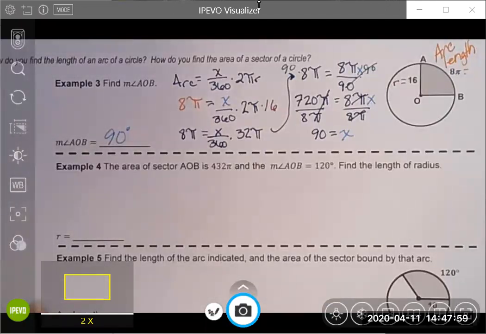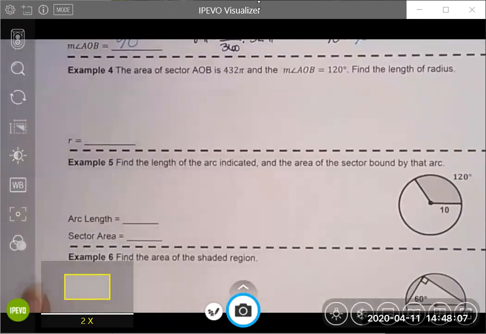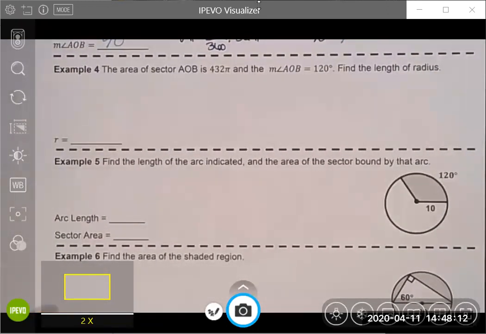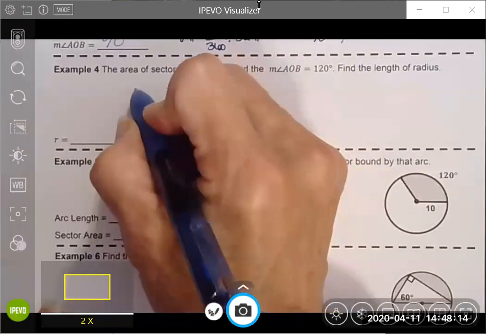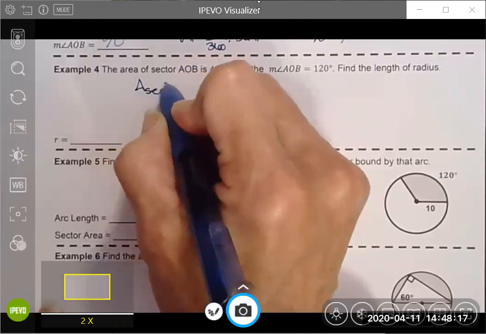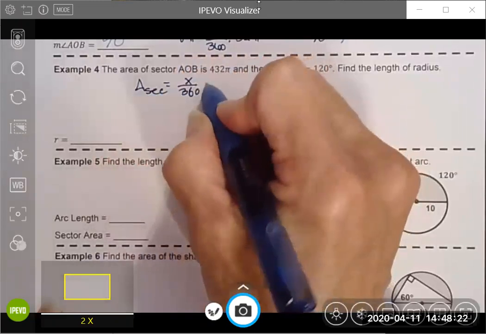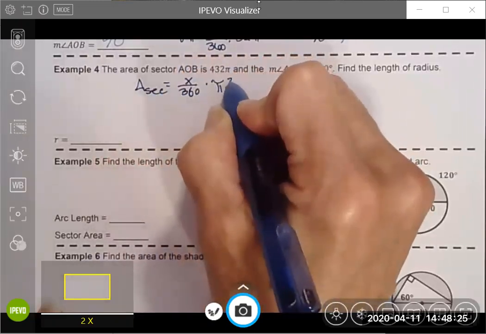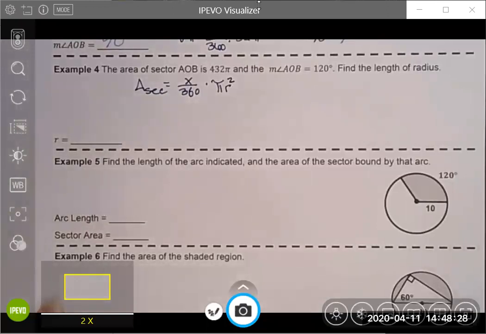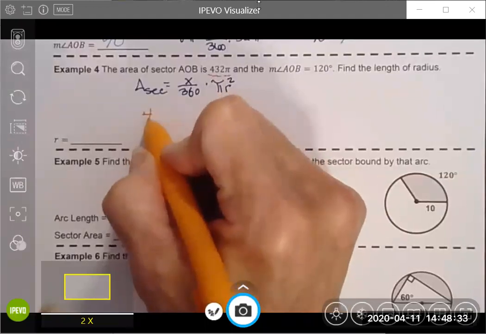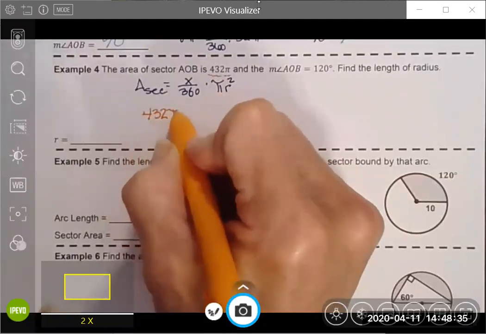We're going to try the same tactic with example 4. This time, we are given the area, and it tells me, if I actually read the problem, that I have been given the area. We're going to work backwards as we have done in the previous problem. And I'm going to start by writing out my formula. Again, it's a percent of the whole circle, that's a 60, times the area formula pi r squared. In this case, we know the answer. Or we know the area, is 432 pi units.